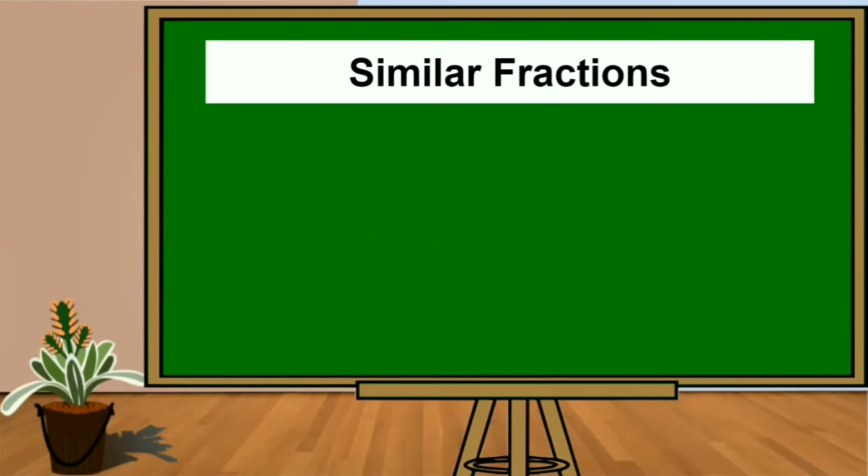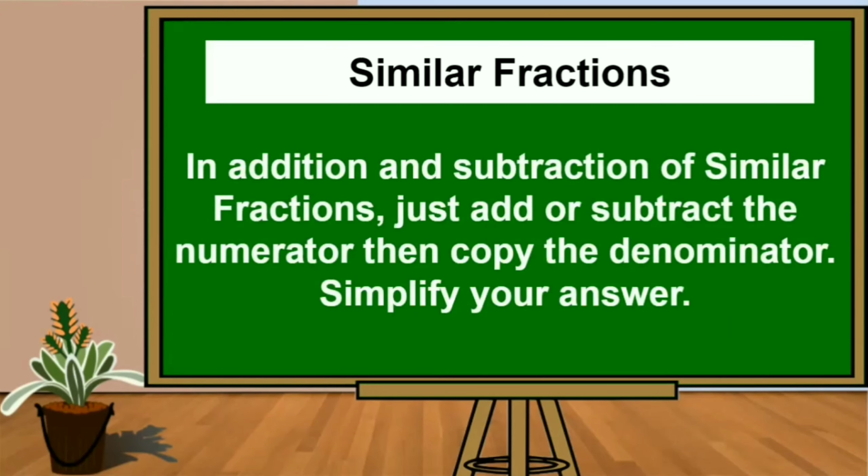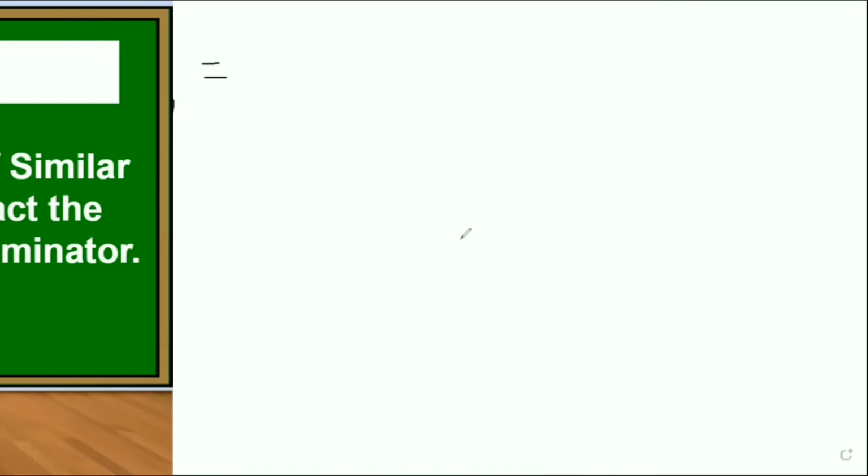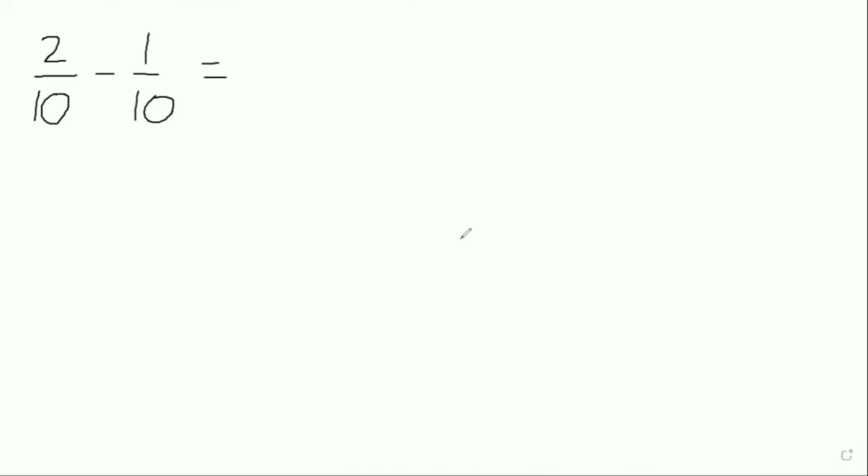And now let's talk about how can we perform addition and subtraction in similar fractions. We are going to just add or subtract the numerator, then copy the denominator and simplify our answer. Para mas maunawaan natin kung paano nga ba i-add at i-subtract ang similar fractions, ay magbibigay tayo ng tatlong halimbawa. Our first example is 2/10 minus 1/10. Kagaya ng nasabi ko na kanina, we're going to just perform the operation on the numerator.